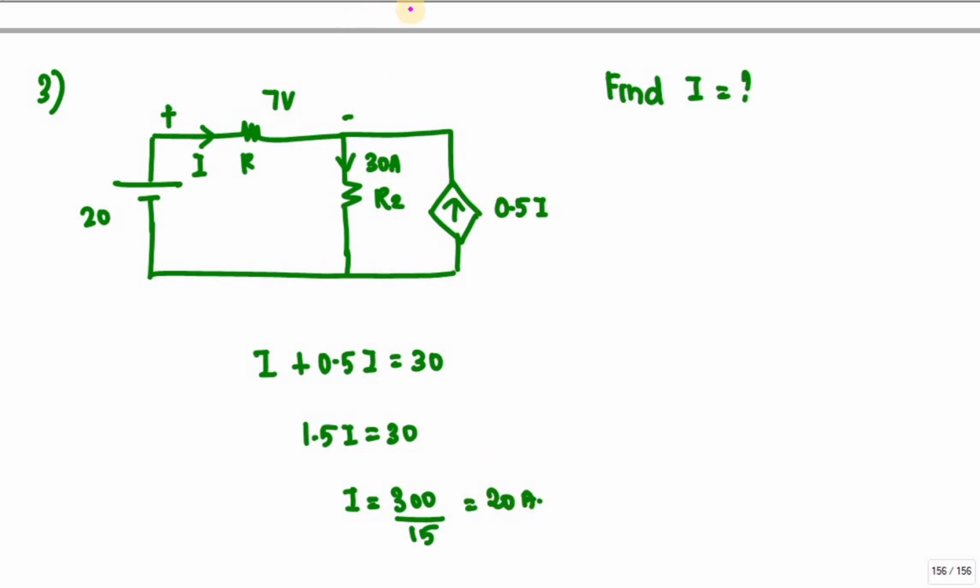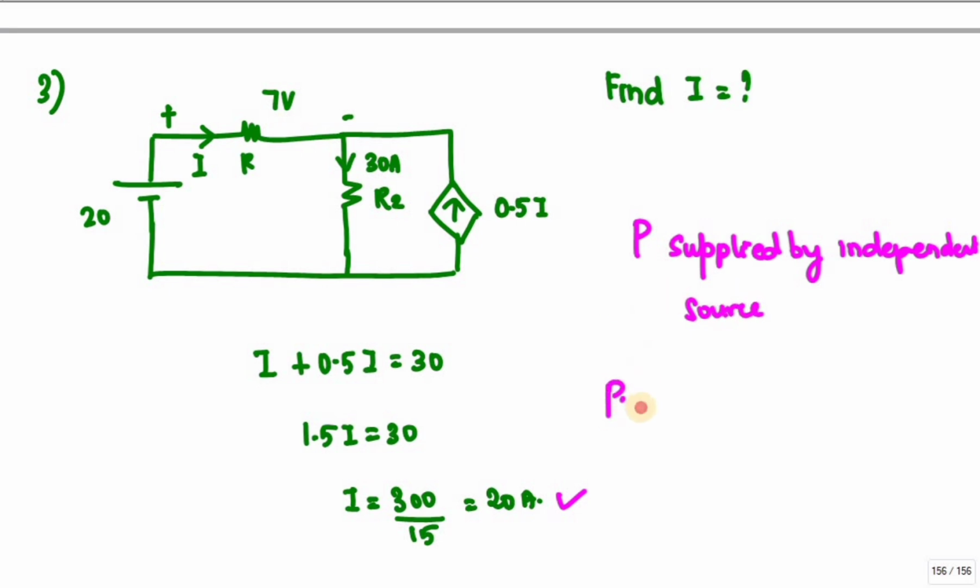What is the power supplied by the independent source? Okay, so the independent source voltage is 30. So P is equal to V into I. So it is 20 into 20. Sorry, it is not 30. So I will get the answer as 400 watts.